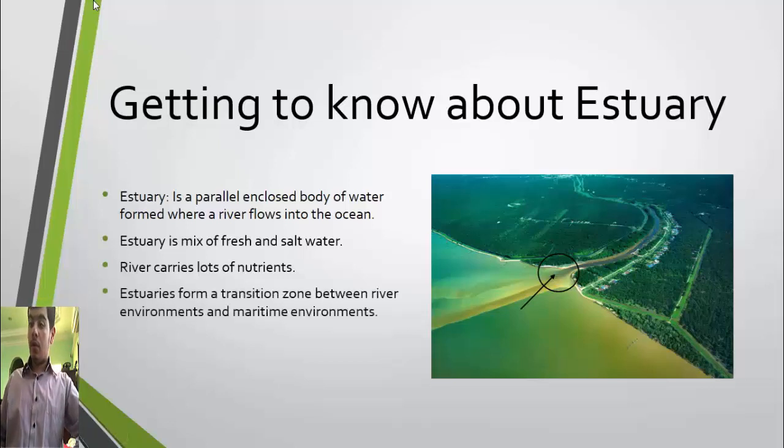Estuaries form a transition zone between river environments and maritime environments. So this is what the estuary does. Do you see here something like a transition, something brown color, yellow color? This is what we call estuary. From here is the start of the estuary actually. Then it goes here. It forms a transition. This is the transition. And this is not estuary actually, it's something like a beach. So this is the estuary, as we know.